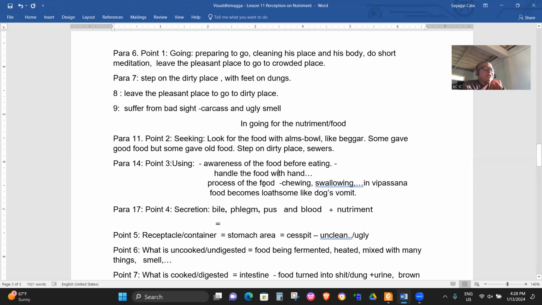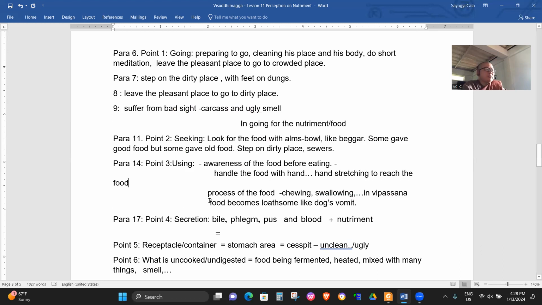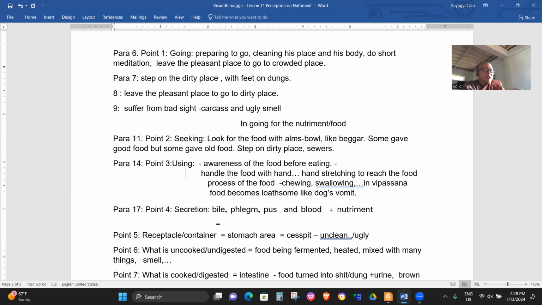And then when you handle the food, as a meditator you can notice how you are chewing, swallowing, and your hand is grasping the food, stretching, and putting it in your mouth. You should know this whole process as vipassana. Even your hand stretching to reach the food, you should know it as mindfulness of all the bodily movement.